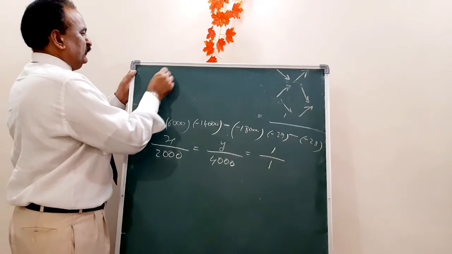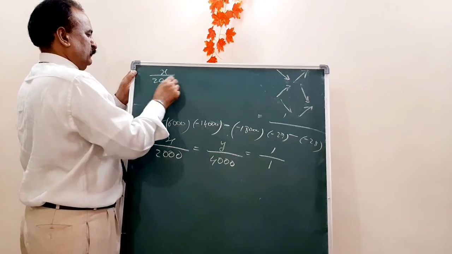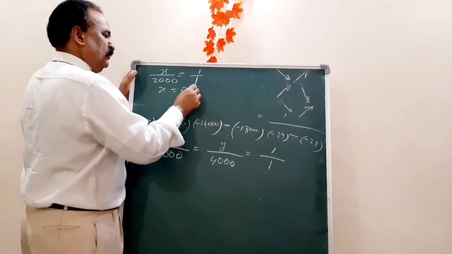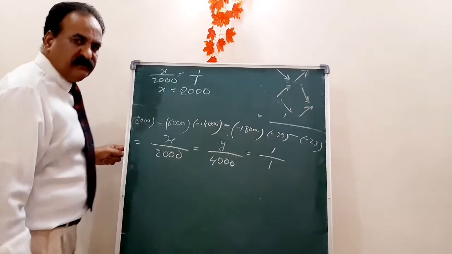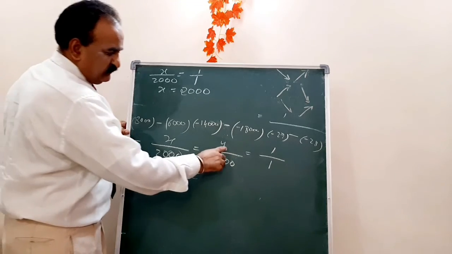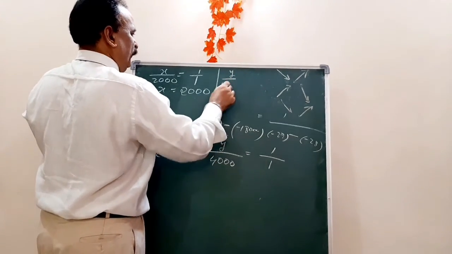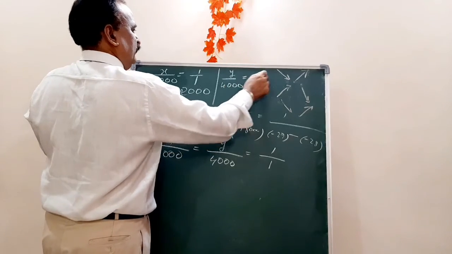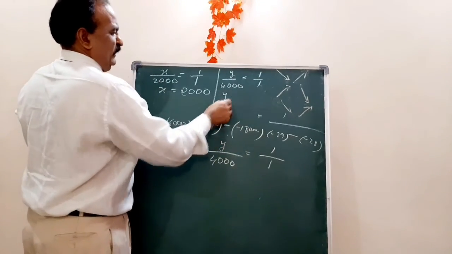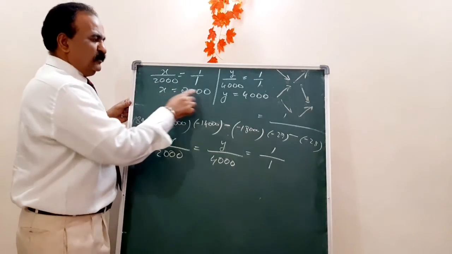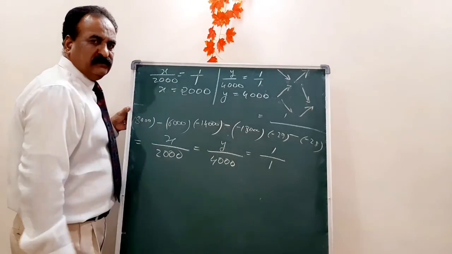x upon 2000 is equal to 1 upon 1. It means x is equal to 2000. And now compare this. This equal to this. It means y upon 4000 is equal to 1 upon 1. So y is equal to 4000. So x is equal to 2000 and y is equal to 4000.